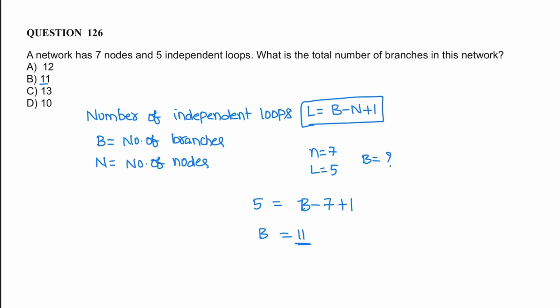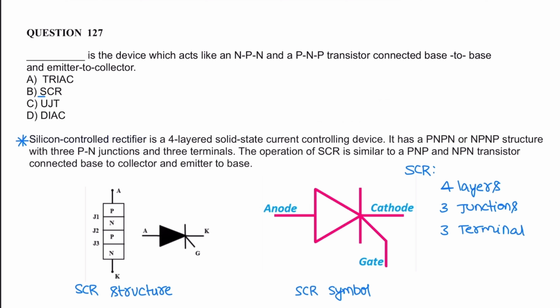Correct option is B. Dash is a device which acts like an NPN and a PNP transistor connected base to collector and emitter to base. So that is SCR, silicon controlled rectifier. A silicon controlled rectifier has 4 layers, 3 junctions and is a 3 terminal device, PNP and NPN. The symbol for SCR is given. So it has a PNPN or NPNP structure with 3 PN junctions and 3 terminals. The operation of SCR is similar to a PNP and NPN transistor connected base to collector and emitter to base.